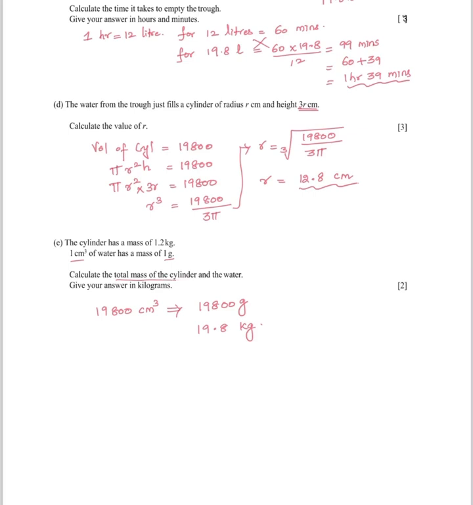Calculate the total mass of the cylinder and the water. So here let's add the cylinder's 1.2, which gives me 21 kg.